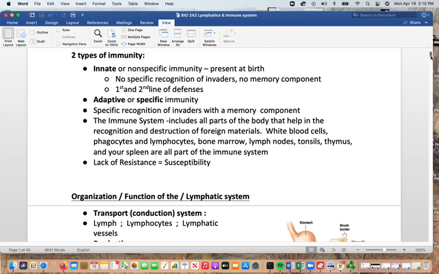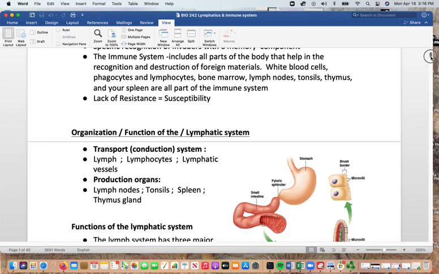Adaptive or specific immunity, on the other hand, is going to involve recognizing the specific invader. It can have a memory component, and then that immune response is going to be adapted and specialized to that specific invader that comes in. So your immune system is going to include all the parts of the body that help with this recognition and destruction. White blood cells, phagocytes, lymphocytes, bone marrow, lymph nodes, tonsils, thymus, spleen, all part of it. So when a person is susceptible, we say that they lack resistance. So they're able to be infected.